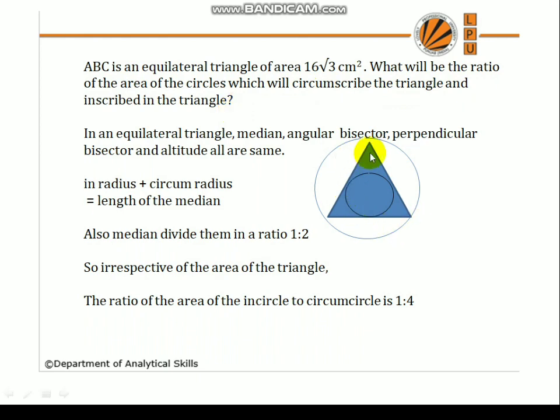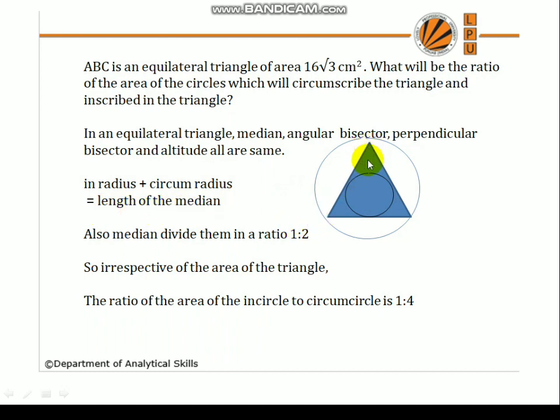See the diagram here. An equilateral triangle is drawn. A circle is drawn inside and a circle is also drawn outside. The outside circle is called the circumcircle. The inside circle is called the incircle. In an equilateral triangle, the median, angular bisector, perpendicular bisector, and altitude are all the same. We already know that. That's why inradius plus circumradius is nothing but the length of the median.